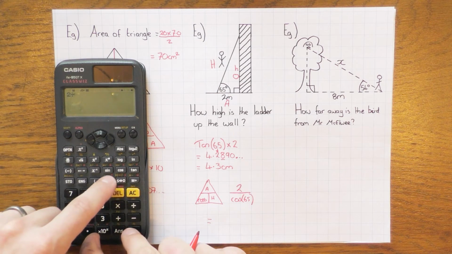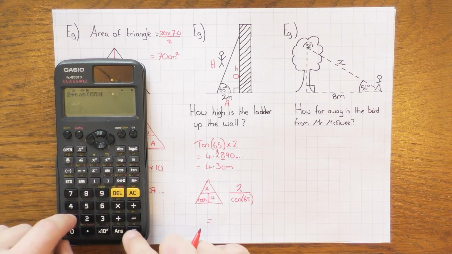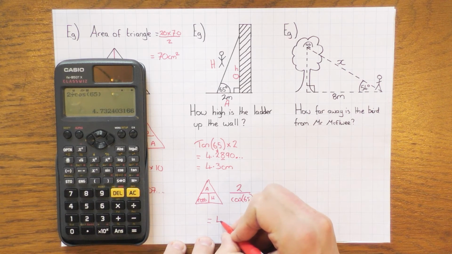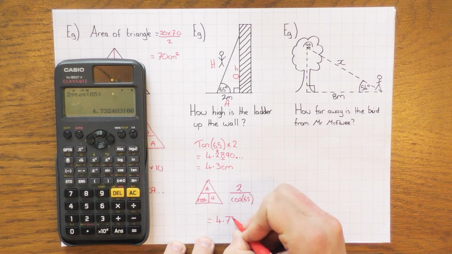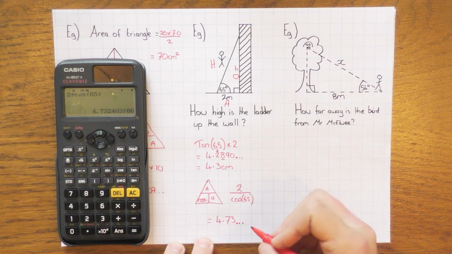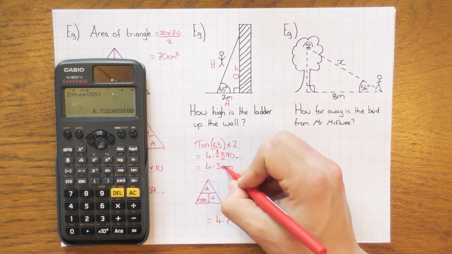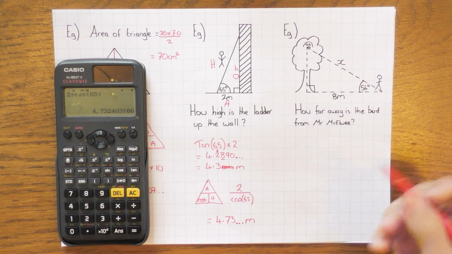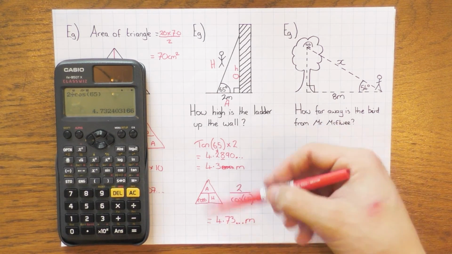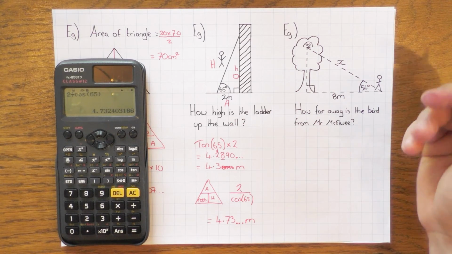So what would the length of the ladder be? 2 divided by cos 65. So the ladder is 4.73, etc., etc. It's meters. So I put centimeters there, didn't I? So sorry, it's meters. Meters long. Okay, so it's not part of the question, but it's just something that could crop up.